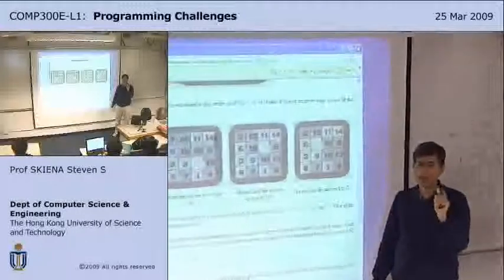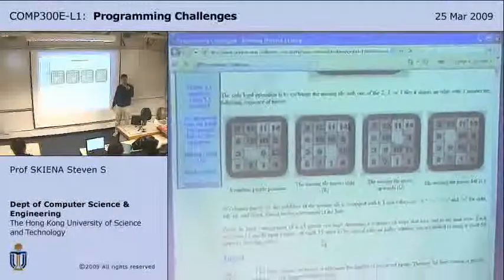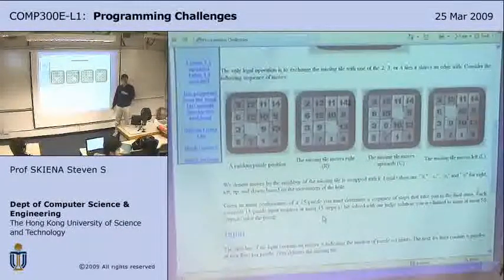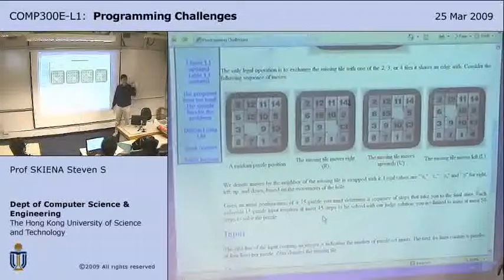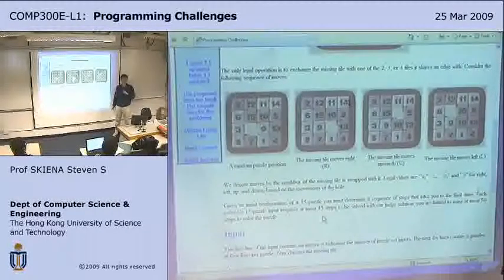How many of them are solvable? Does anybody know that? Half. Why do you know half? Trivia that you picked up somewhere along the line? I was reading about 15 puzzles. Okay. So it turns out that half of them are solvable, you say.